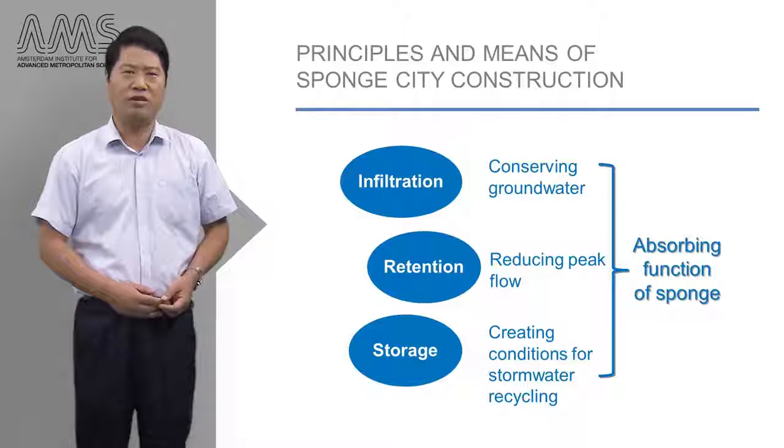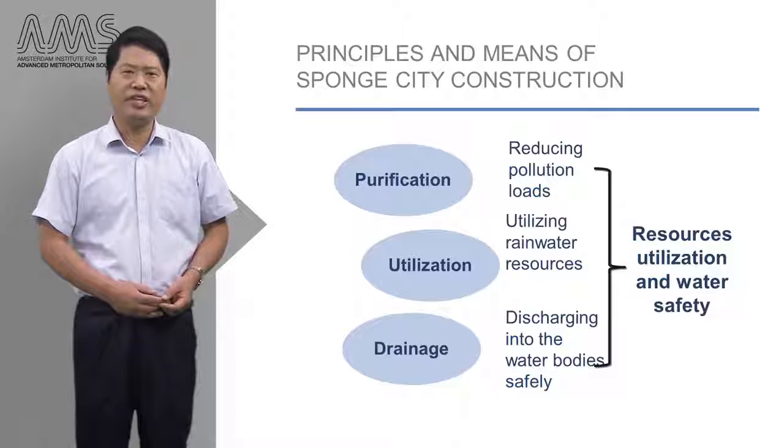The principles and measures of Smart City development can be described using six principles. These are infiltration, retention, storage, purification, utilization, and drainage. Of these six principles, infiltration, retention, and storage are the absorbing function of the sponge, which can conserve the groundwater, reduce peak runoff flow, and create conditions for stormwater recycling. Purification, utilization, and drainage result in rational utilization of the resources and water safety, which can reduce pollutant load, utilize rainwater resources, and finally safely discharge the runoff into water bodies.